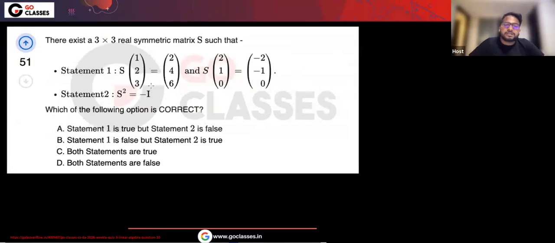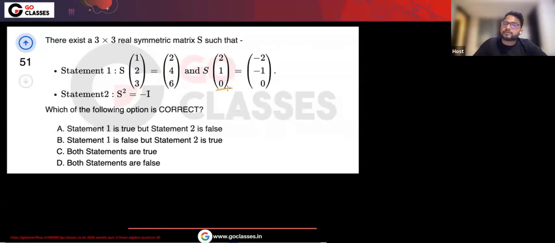Okay. So let's see this. In this question, this is actually an interesting question. This is a symmetric matrix. They are saying that if this is 1, 2, 3, and this is 2, 4, 6. What do you observe? The 1, 2, 3 is basically the eigenvector with the eigenvalue 2. I mean, this is 2 into 1, 2, 3 only, right? So this 1, 2, 3 is an eigenvector.